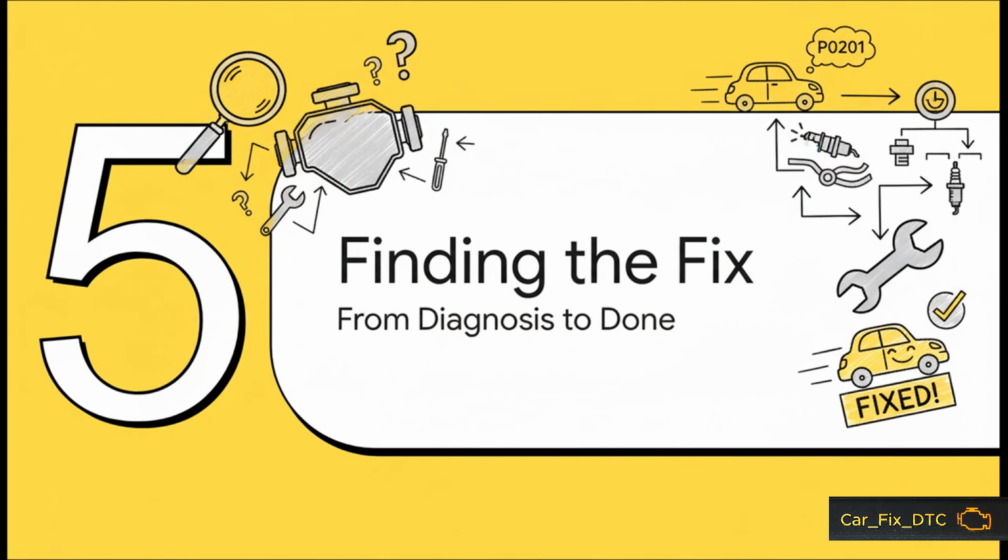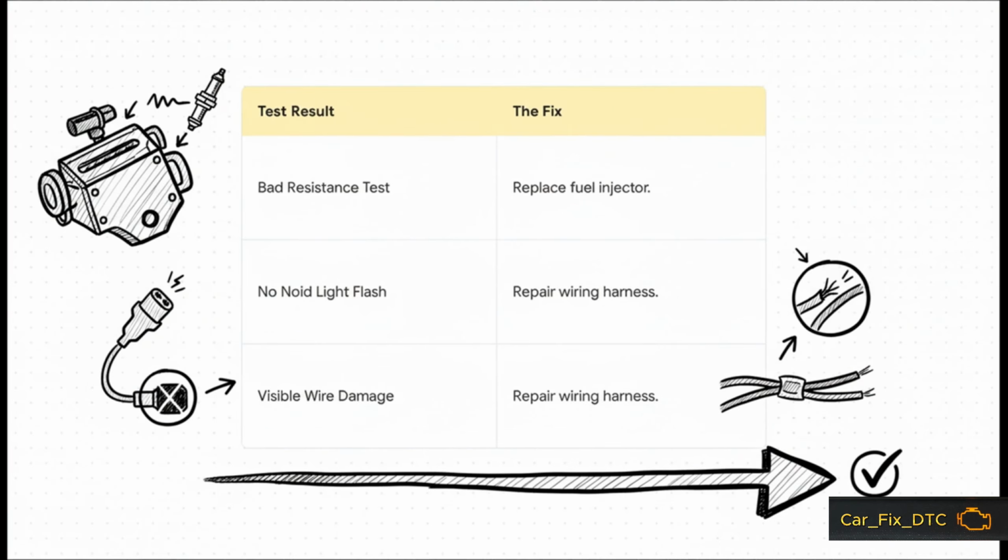Okay, so all of this detective work builds up to the final satisfying part. We've gathered our clues, we've run our tests, and now we know exactly what we need to do to get the car running right again. So let's just put it all together. It's a really clear cause and effect. If your resistance test failed, you replace the fuel injector. Simple. If you saw visible wire damage, or if that Noid light never flashed, you need to repair that section of the wiring harness. See? It's a straight path from diagnosis to done.